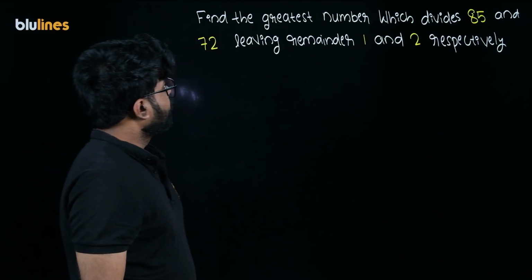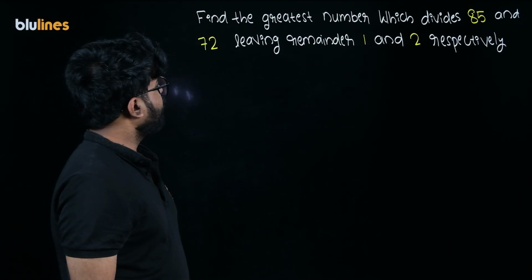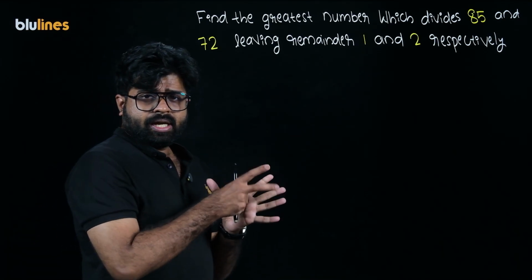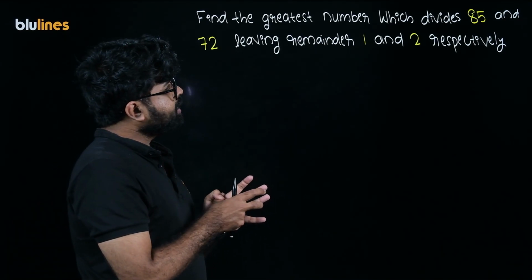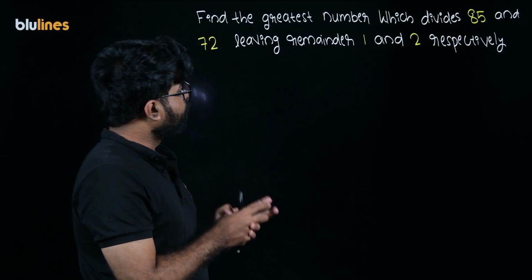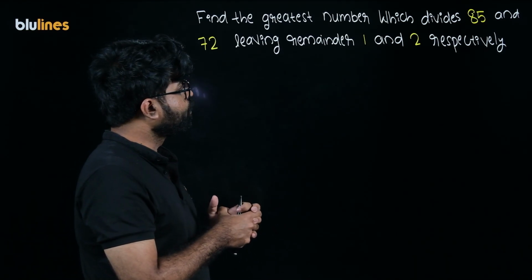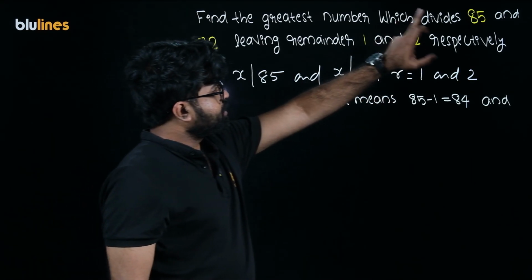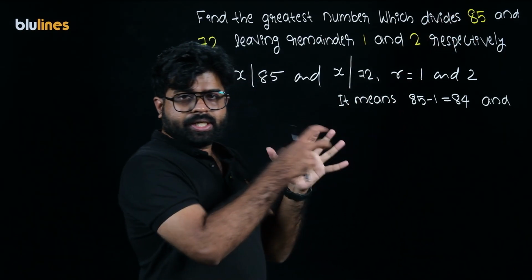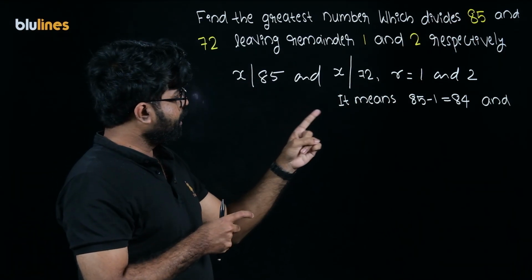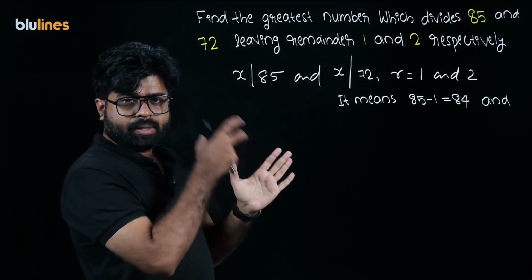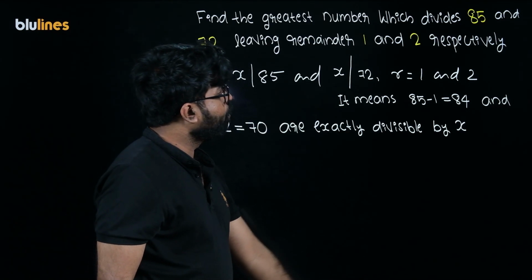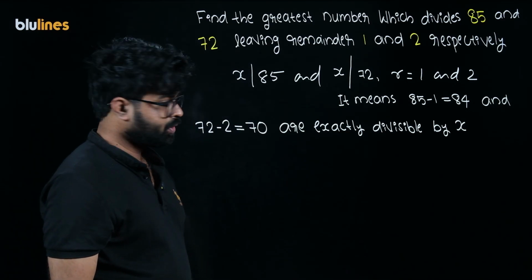Next one: find the greatest number which divides 85 and 72, leaving remainders 1 and 2 respectively. There is a number, let me take that number as x. If we divide x into 85, we have remainder 1, and if we divide the same x into 72, we have remainder 2. So, that means if we subtract 1 from 85, that particular x divides 85. Similarly, if we subtract 2 from 72, that particular x divides 72. So, the numbers are basically 84 and 70.